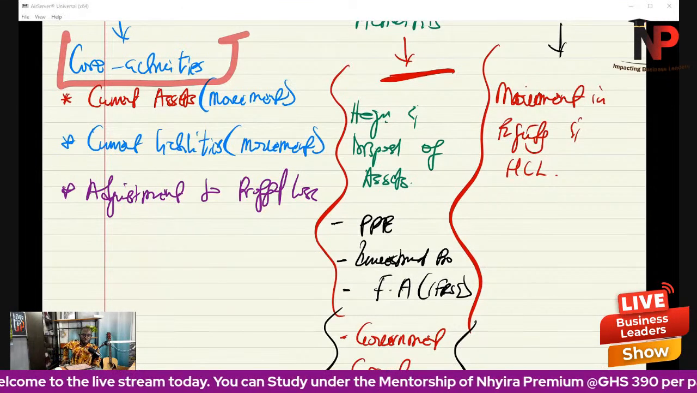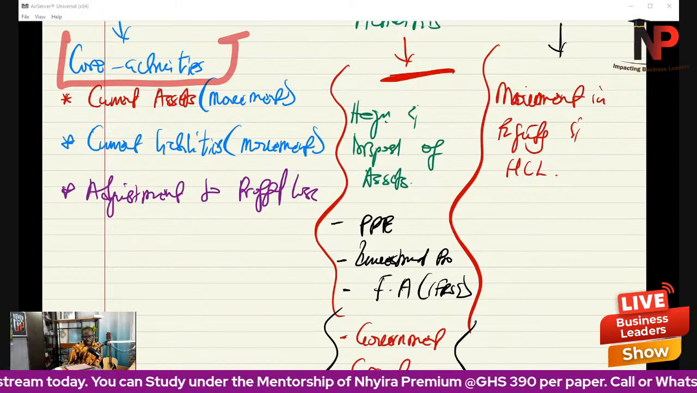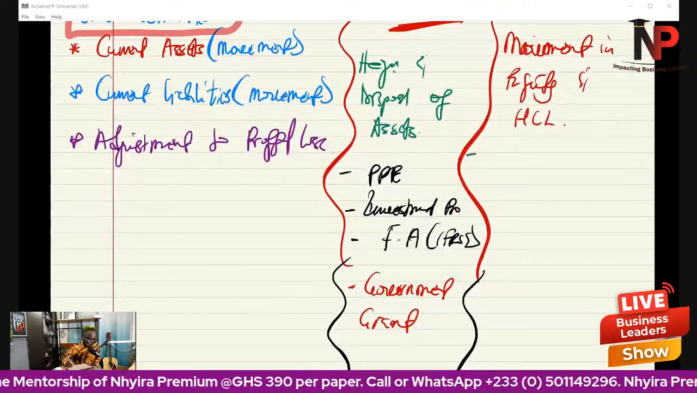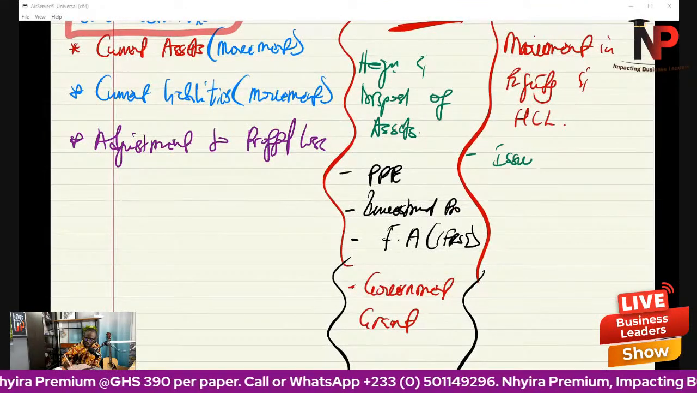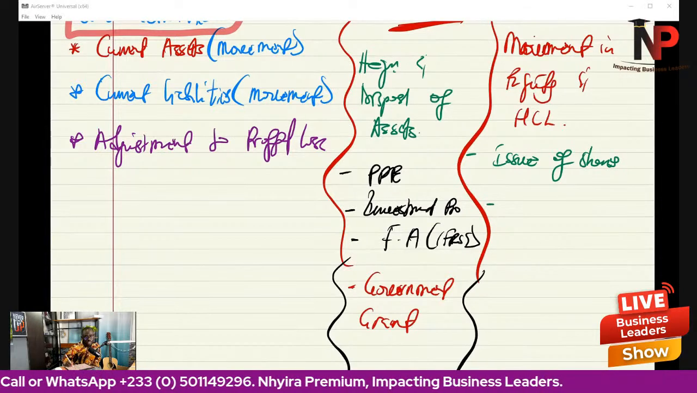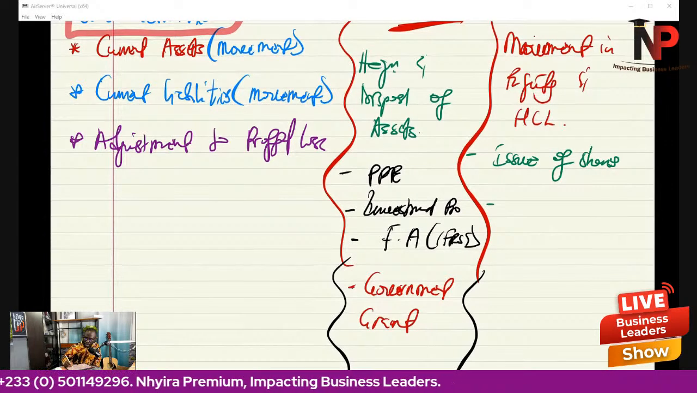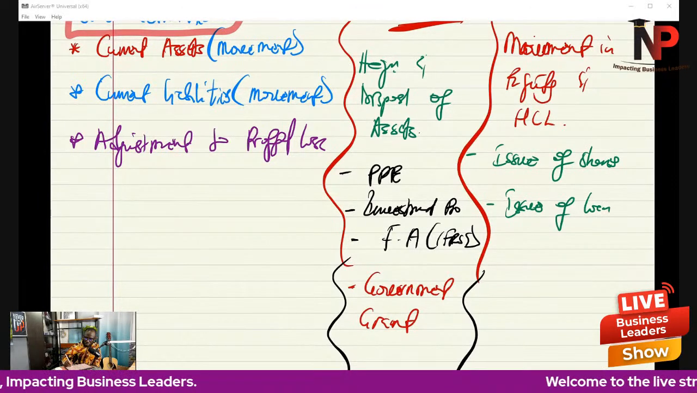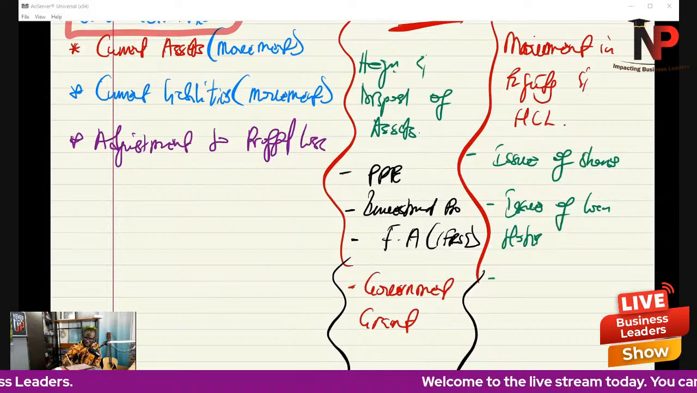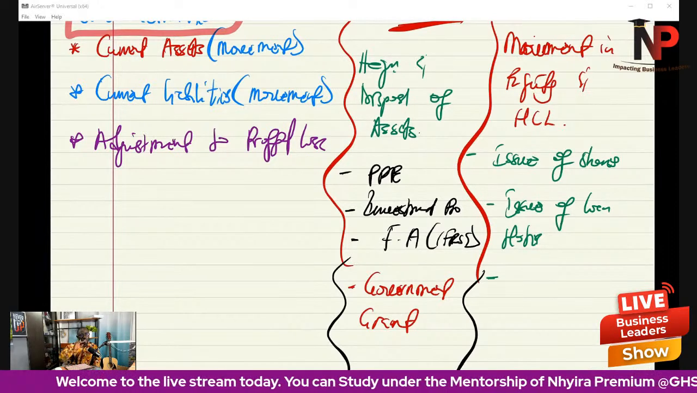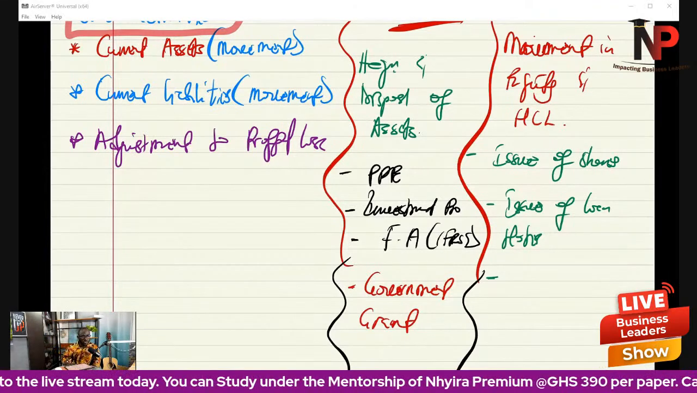What does that mean? It means that under the financing activities, you are going to be bringing in issues such as issue of shares. Okay, you're going to be bringing in issues relating to issue of loan notes. Now, how do you know there is issue of shares? You just look at the share capital on the face of the statement of financial position. If it has gone up, it means there was an issue of shares.